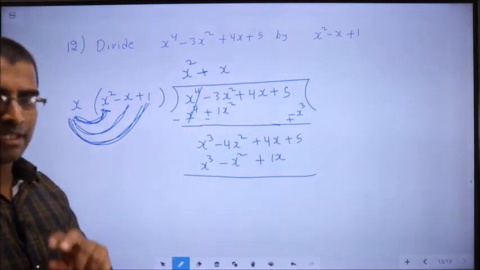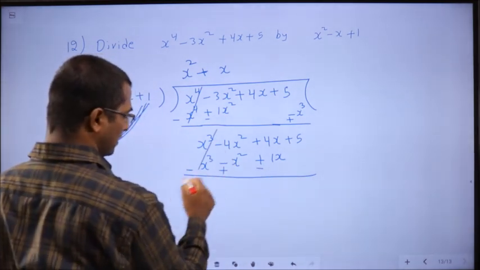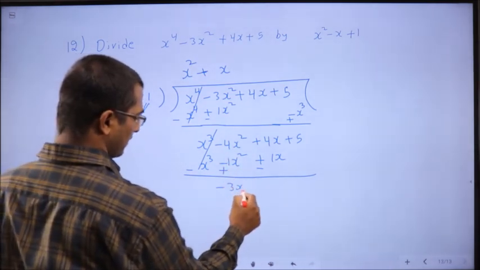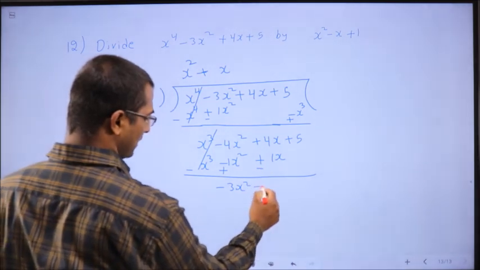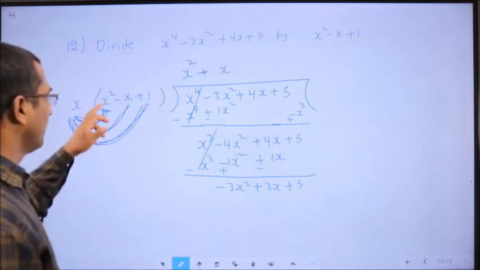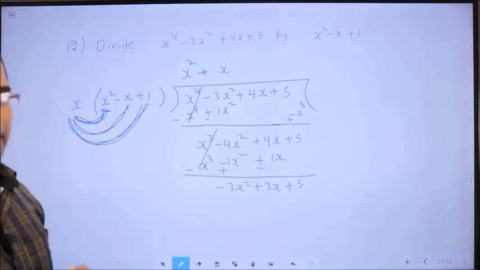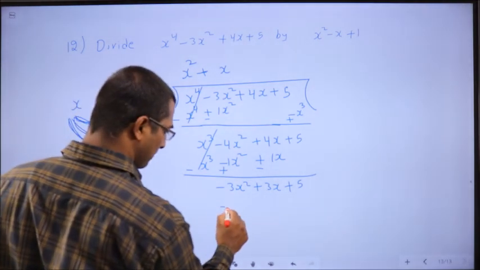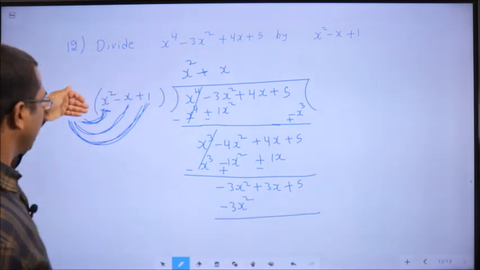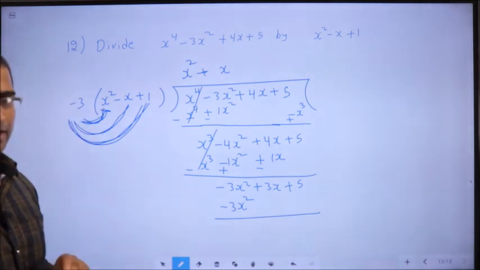Okay. Now change the sign. So here it is minus plus minus. This cancel out. Minus 4 plus 1 is minus 3x square. Plus 4 minus 1 is plus 3x and plus 5. Okay. Here x square, here also x square. So I still continue my division. Here minus 3x square, below also I should get minus 3x square. Here x square, I should multiply with minus 3 to get minus 3x square.